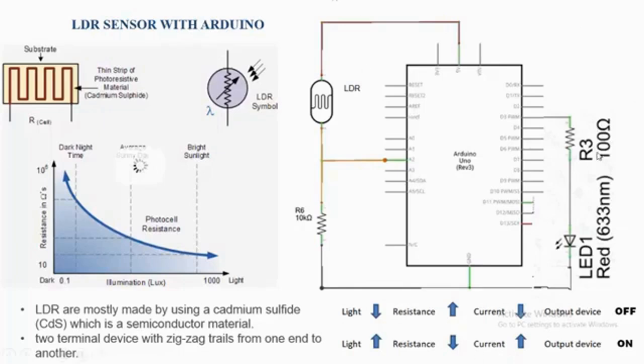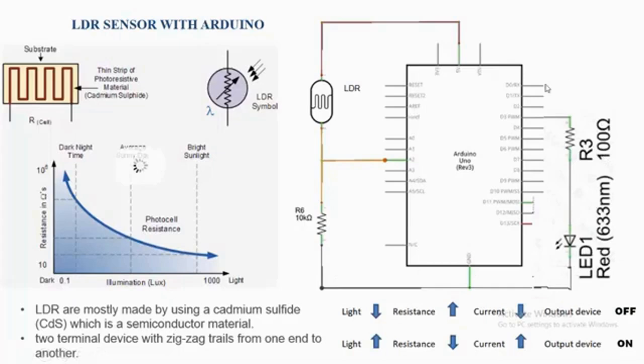Now come to this circuit arrangement. This is the Arduino board. This is an LDR. It has two terminals. One terminal is connected to the power supply, that is 5 volt. The other end is connected to the analog input. This is the resistance which is connected to the ground. Then this is the output side. This side you already know.